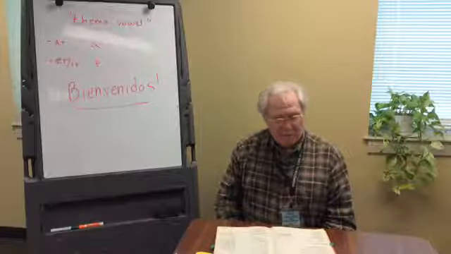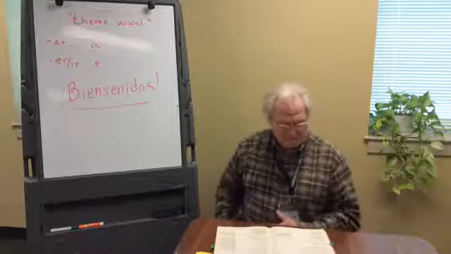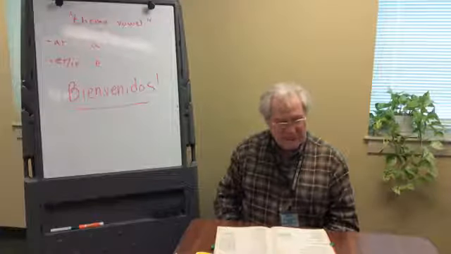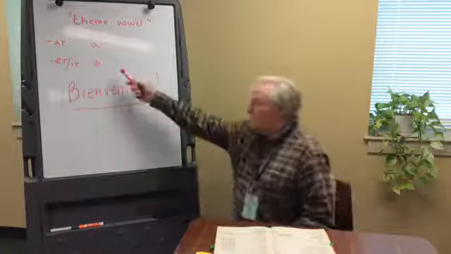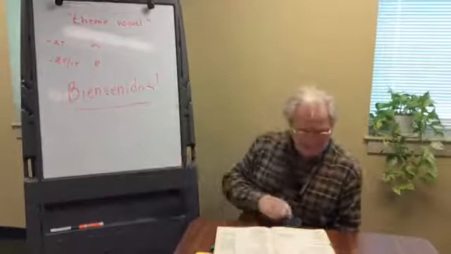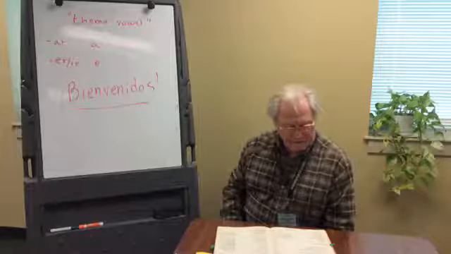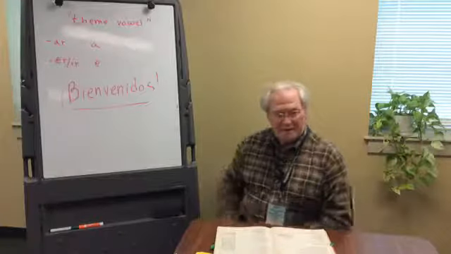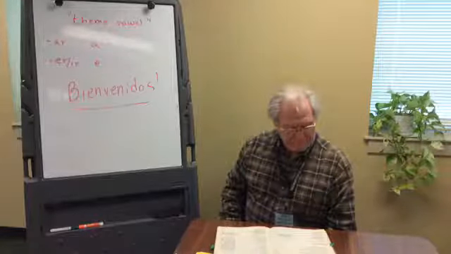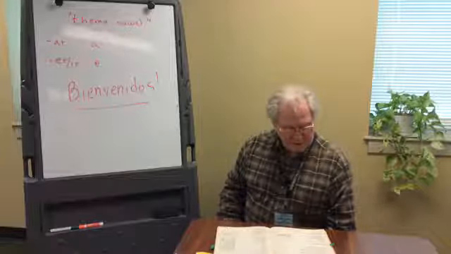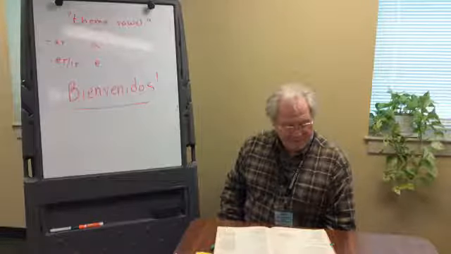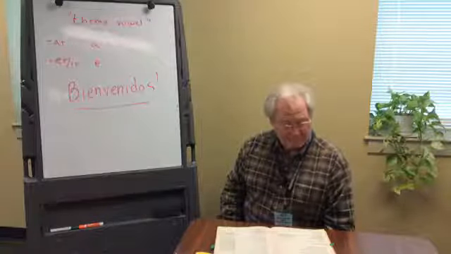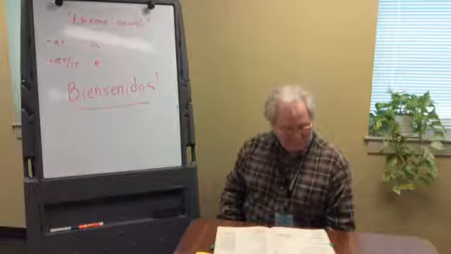Diviértanse. Now, what's happened here? We have a reflexive. The se is reflexive. We know that the infinitive is divertirse, so it's an IR verb. And what's happened is diviértanse is using the other theme vowel, so it's just a switcheroo in the command forms, especially with usted and ustedes. So diviértanse means you all have a good time. Divert yourselves, literally.